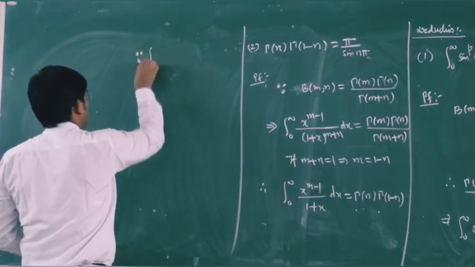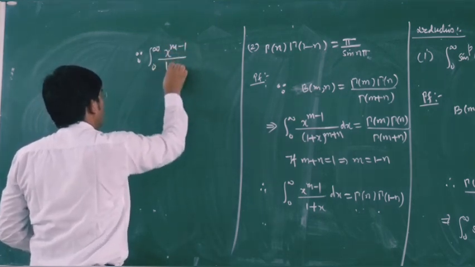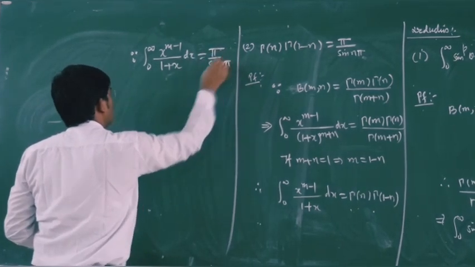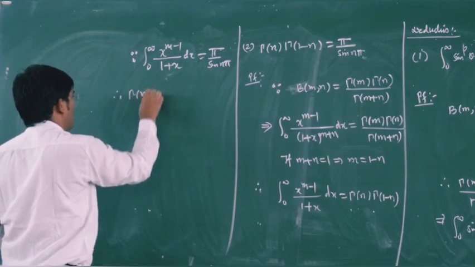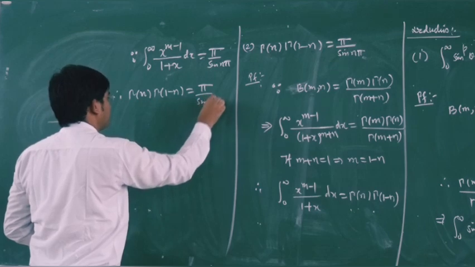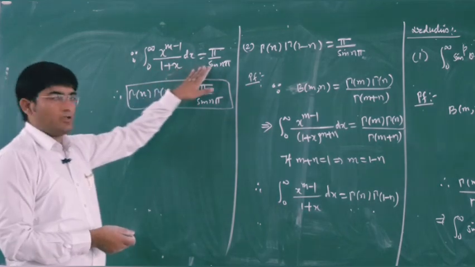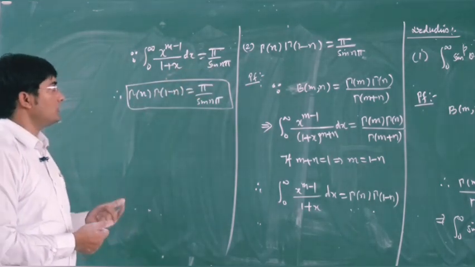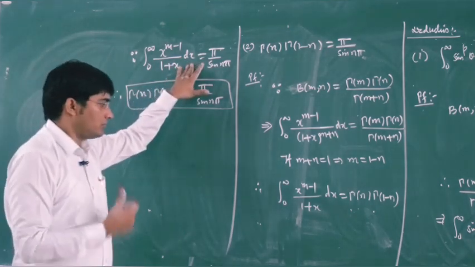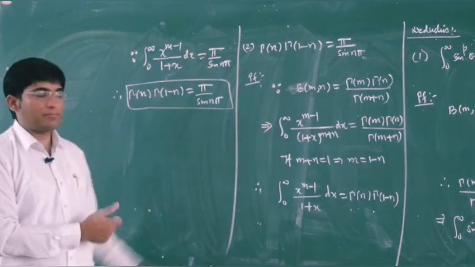So as we have the integral from 0 to infinity x power n minus 1 upon 1 plus x dx is equal to pi upon sin n pi, we have gamma n into gamma 1 minus n equal to pi upon sin n pi. There are many methods to prove this result. We can prove it with the help of the factorial notation, we can prove it with the help of the conjugate integration, and this is equal to your pi upon sin n pi.